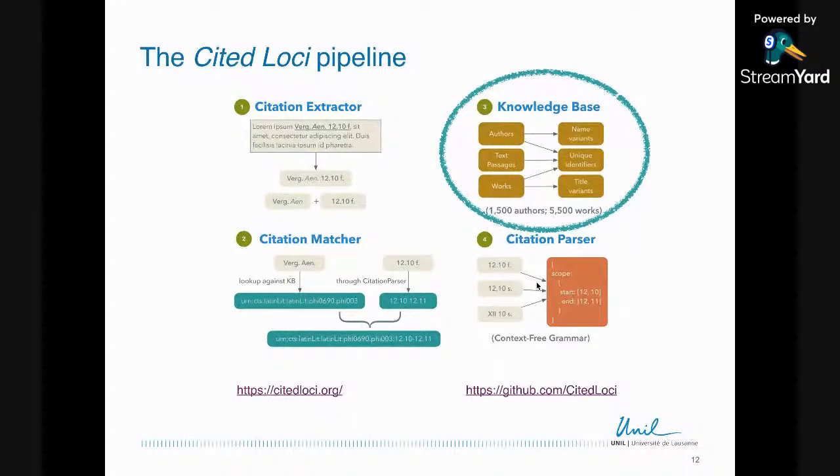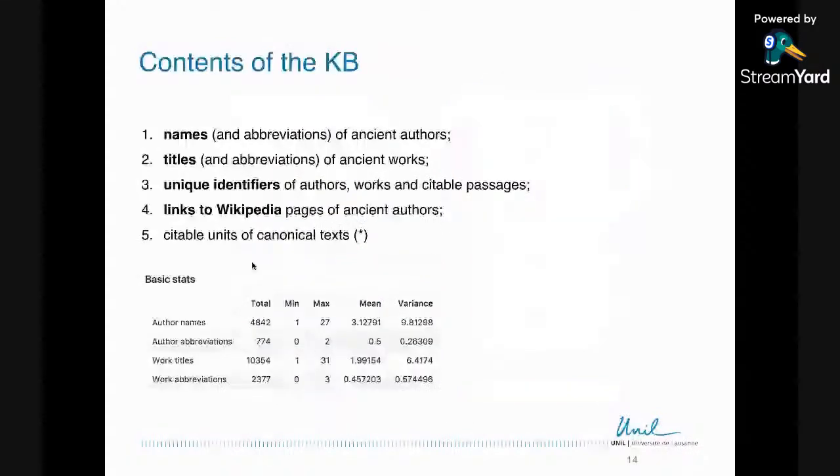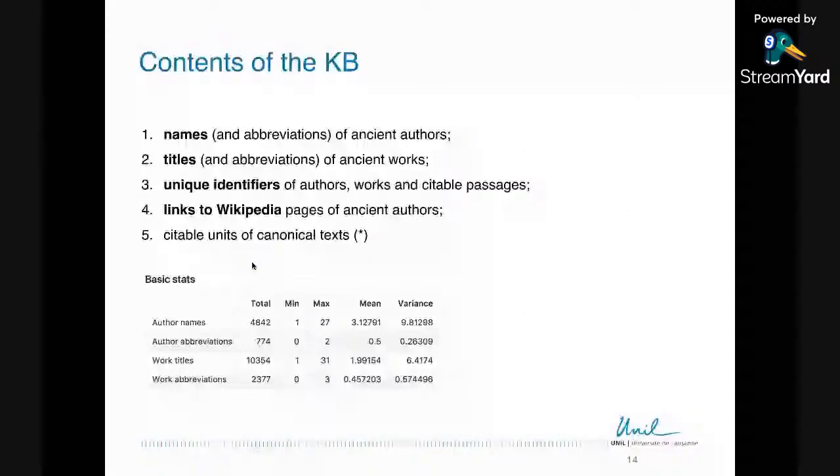meaning we can refer to it in RDF when we make statements about any of these passages. I also had some stats about the content, just to show that for author names and work titles, there are some authors and works where there are only a very limited number of variant names or variant titles, and others where you have up to 27 different name variants or 31 different work titles. So the way in which this knowledge is distributed is very varied.